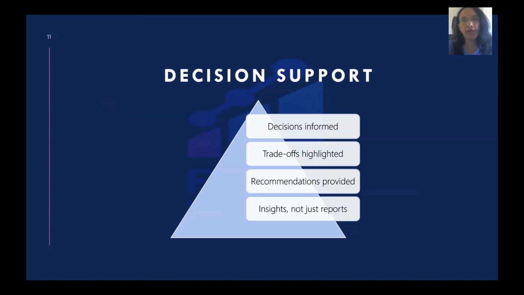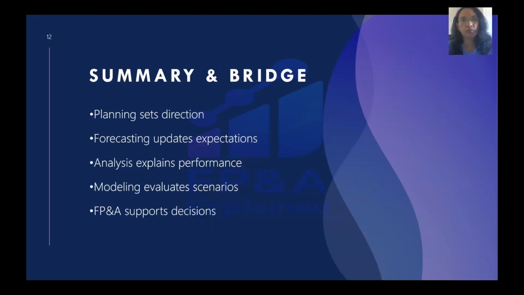Ultimately, all FP&A activities feed into decision support. As we have been iterating throughout the videos, FP&A does not stop at reporting numbers. It provides insights and offers recommendations to the management. This enables leaders to take informed decisions. To summarize, the core responsibilities of FP&A include planning, forecasting, performance analysis, financial modeling, and decision support. These responsibilities of FP&A will help management in taking informed decisions.